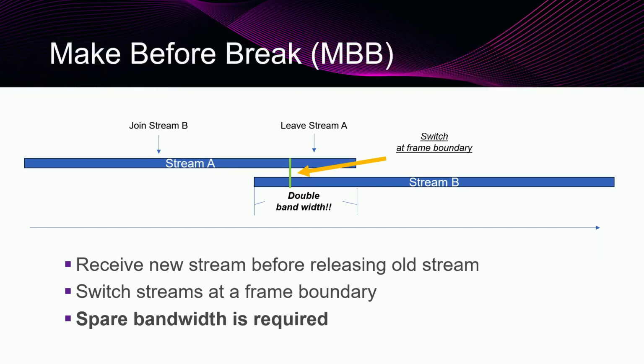A good part of this one is that because the endpoint has the two streams in the pipe at a time, the unit can find the frame boundary position to get a seamless switching.